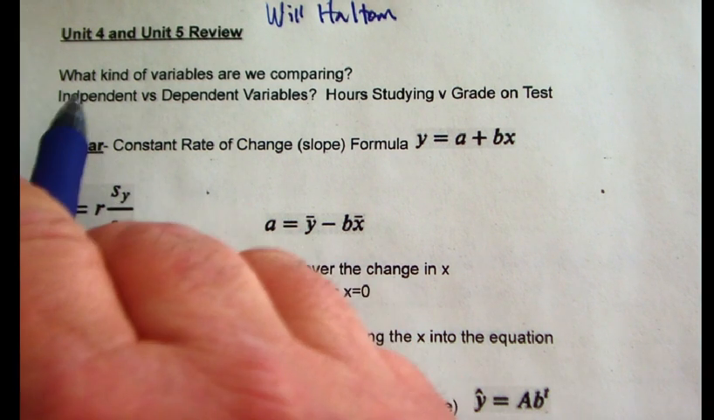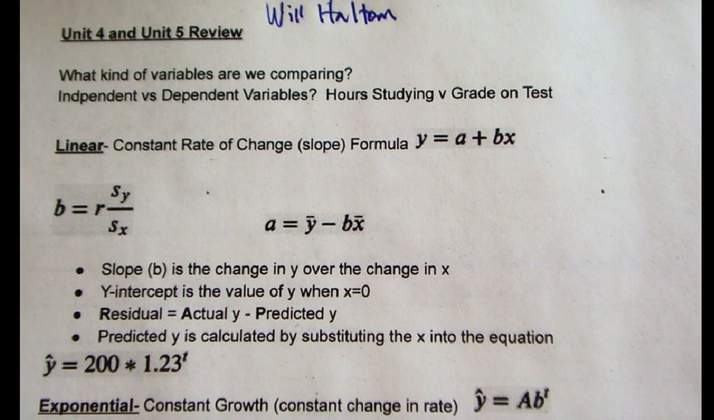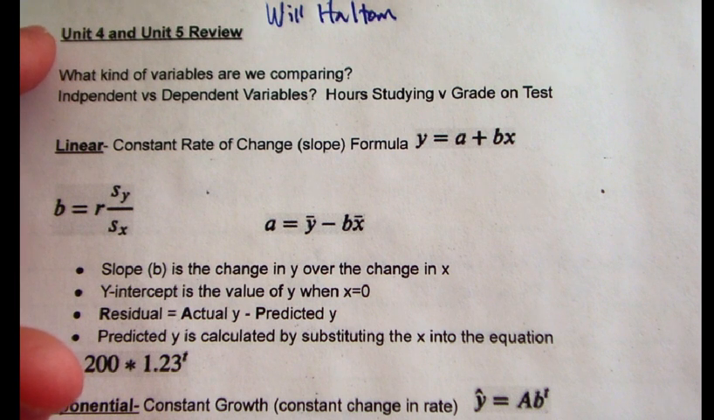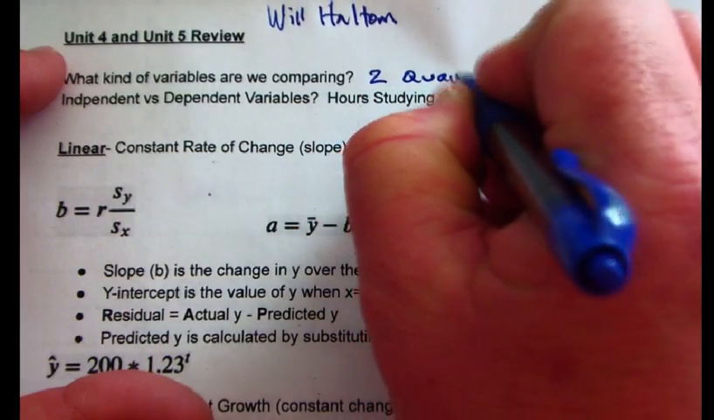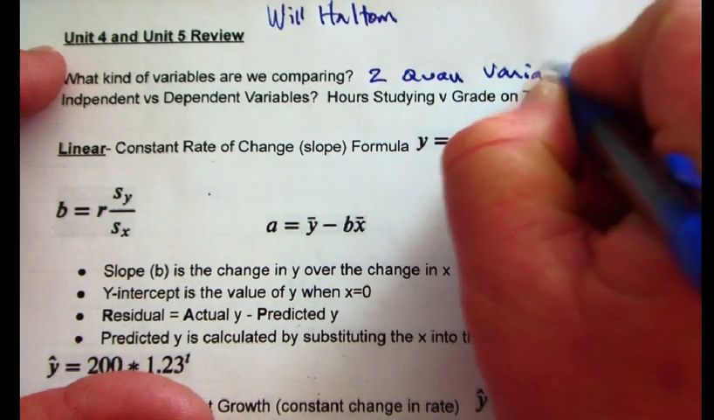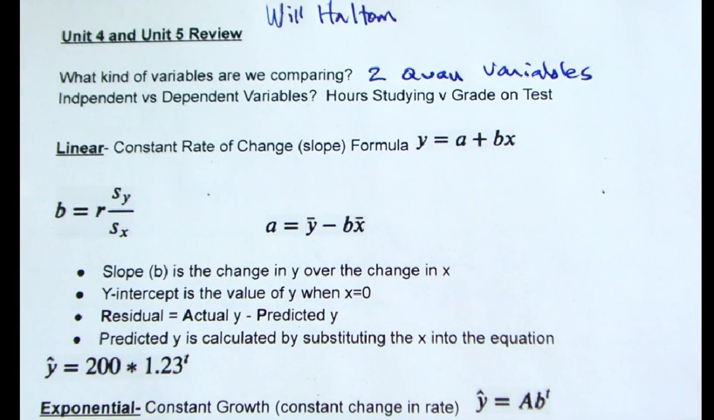The first thing we need to remember is what kind of variables were we comparing? So back in Unit 4 and Unit 5, I'm not really going to talk about Unit 6 because we just finished that. But in Unit 4 and 5, we were looking at two quantitative variables. So height and weight, or shoe size and arm length, or hours studying and grade on test, right? So we were looking at two quantitative variables. We took out gender or whatever the categorical variables were, right?